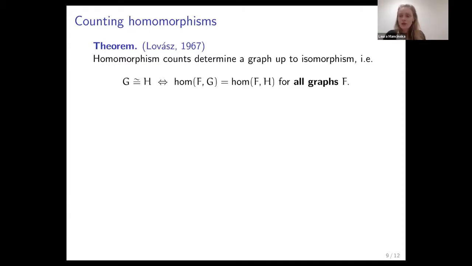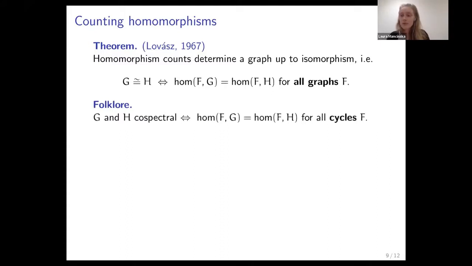So with this in mind, you could ask, what happens if instead of all graphs, I put some other nice class of graphs? And it turns out that many relations on graphs can indeed be characterized by choosing an appropriate class of graphs. So for example, co-spectrality is characterized by equality of these homomorphism counts from all cycles. So in this case, the class of graphs we are considering is all cycles.